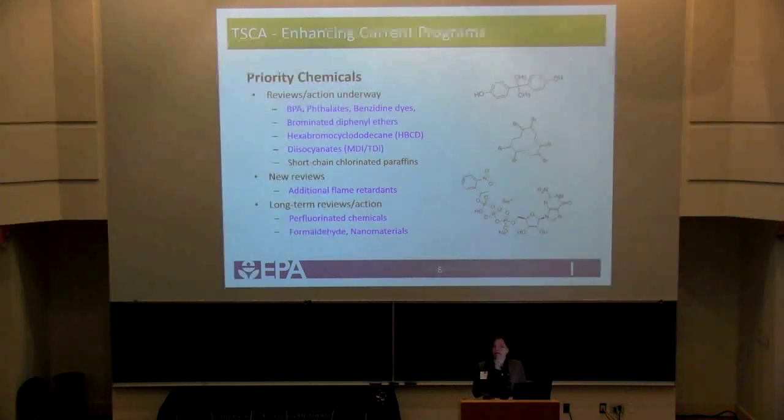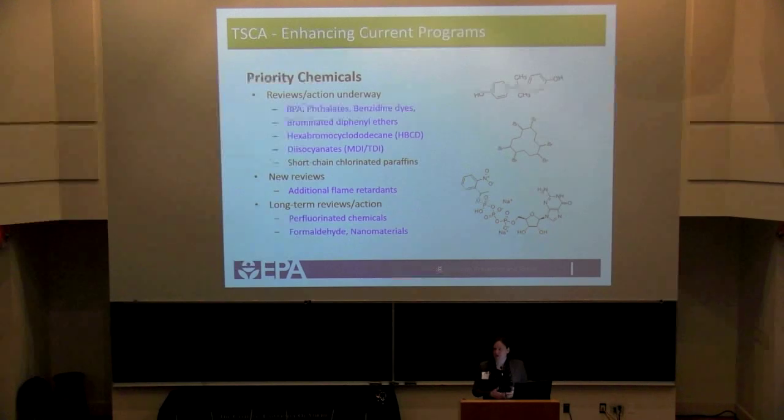On this slide is a list of some of the priority chemicals that we're currently reviewing. Some of the chemicals listed under this first bullet are those that we have reviews and are starting some action. So this is work that's underway. They include chemicals like bisphenol A, phthalates, dyes. Brominated diphenyl ethers is a flame retardant, hexabromocyclododecane, the same. Also, diisocyanates are rather ubiquitous in the manufacture of a number of polymers. Short-chain paraffins is something that's been in the news a lot.